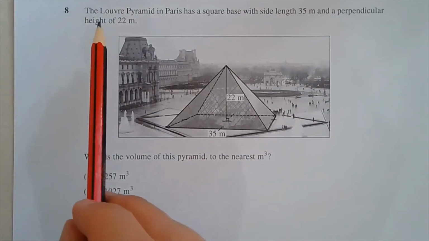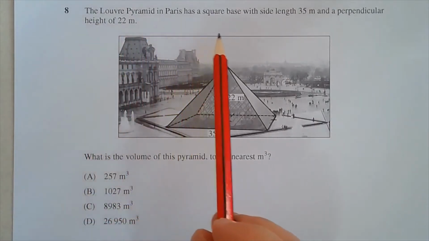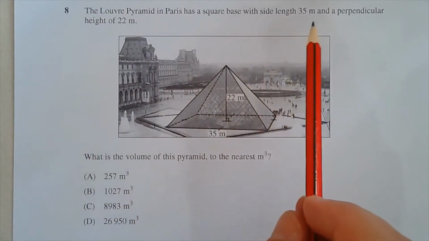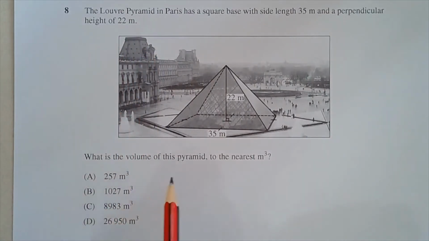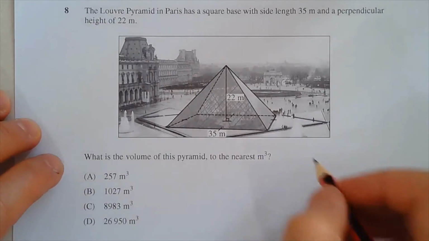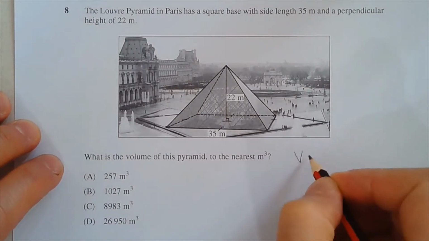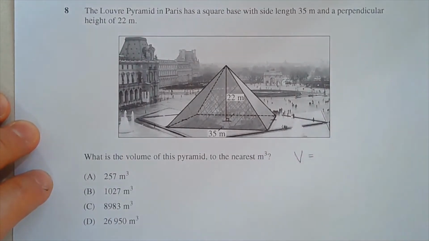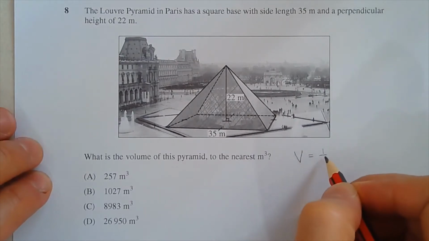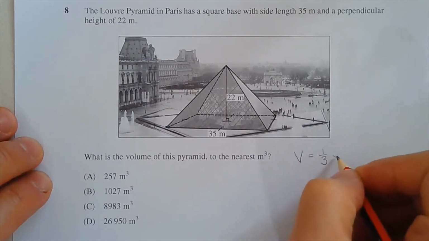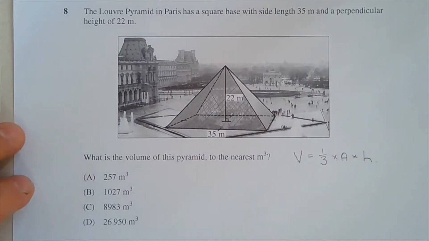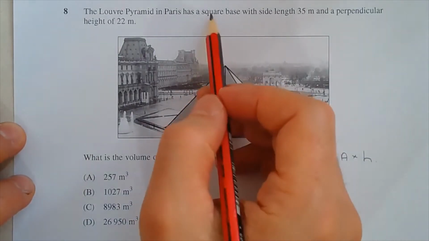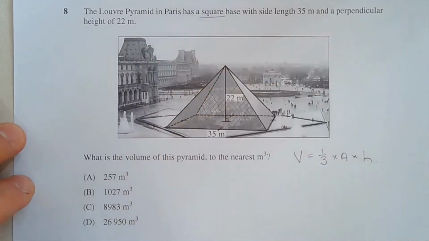Question 8. The Louvre Pyramid in Paris has a square base with side length 35 meters and a perpendicular height of 22 meters. What is the volume of this pyramid to the nearest cubic meter? So first of all, we know it's a pyramid. The formula for the volume of any pyramid is V equals 1/3 multiplied by the area of the base multiplied by the height. Now, this is a square-based pyramid. We're told that in the question, so you can underline that if you like.